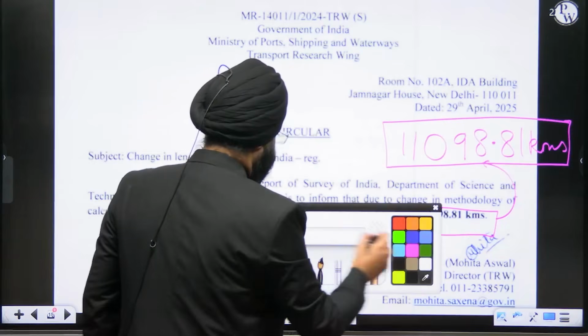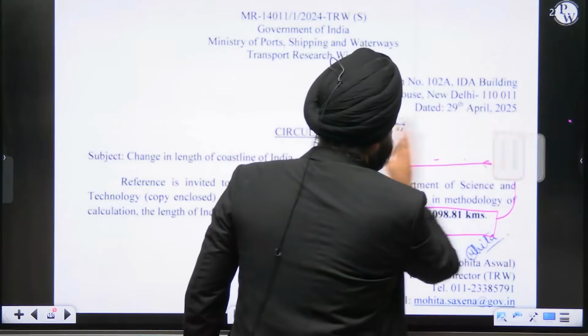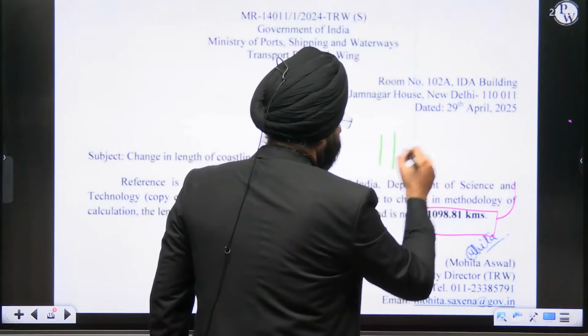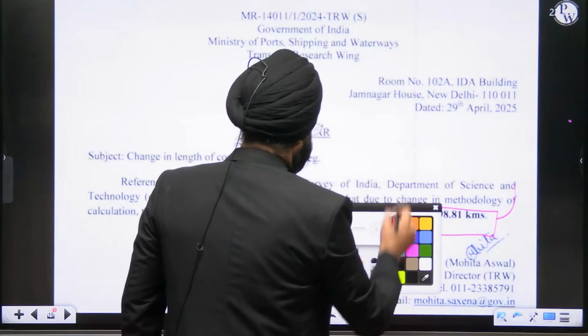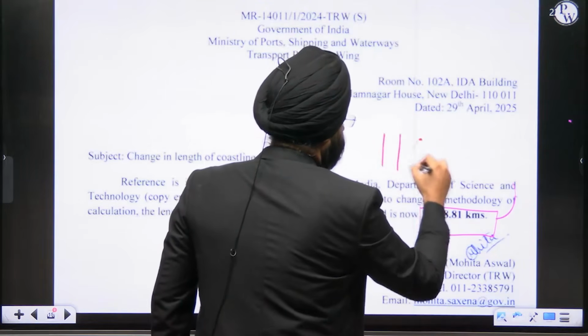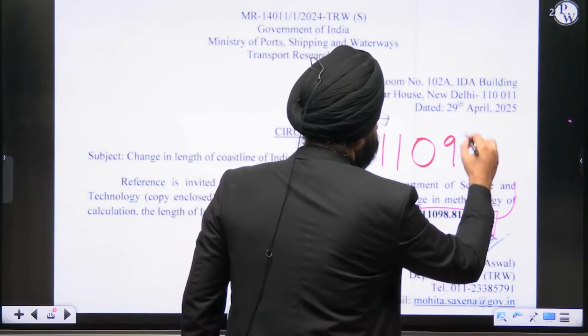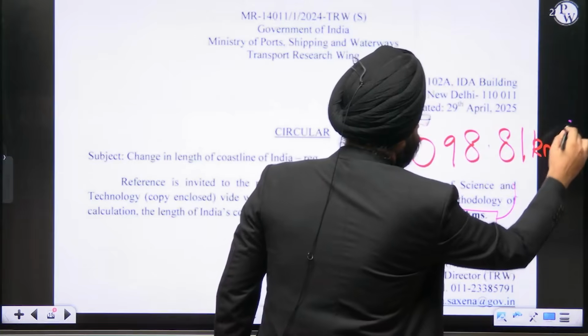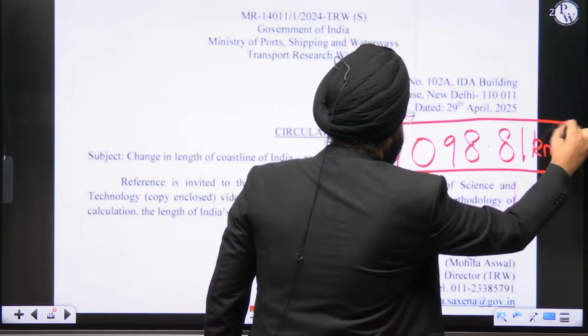Let me write it again. I think it is not clear. Let me write it again. 11,098.81 kilometers. So this is the actual coastline.